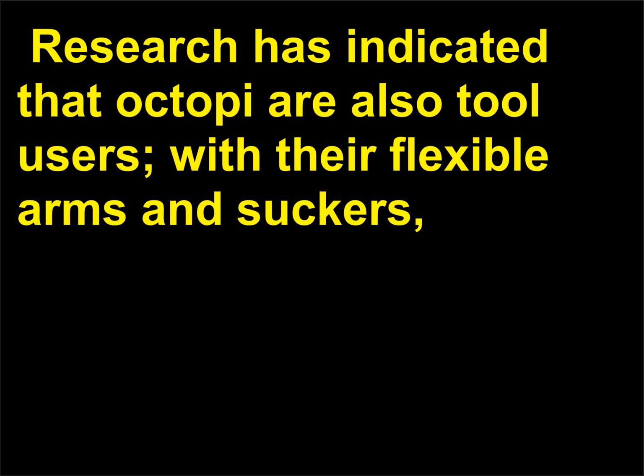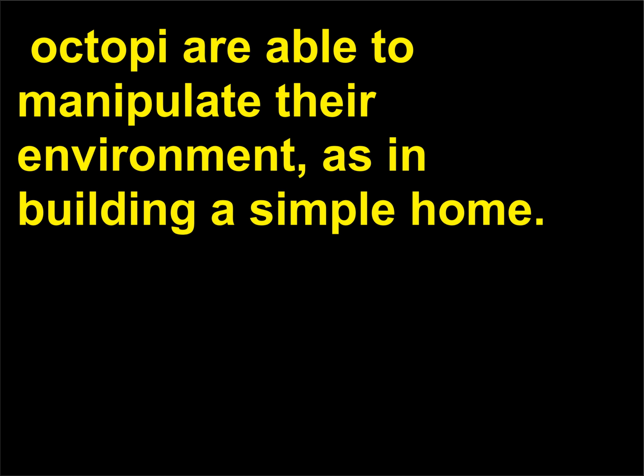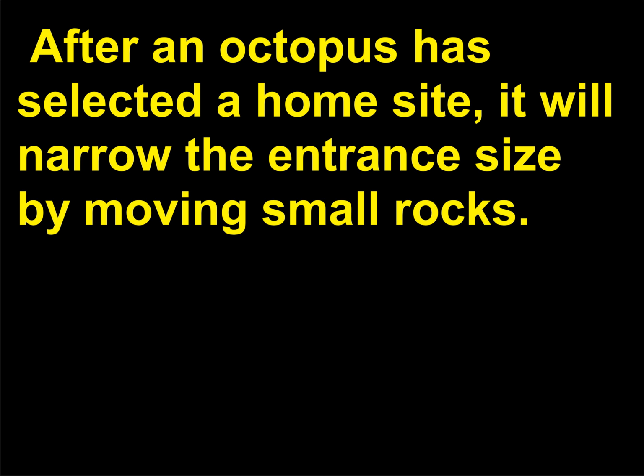Research has indicated that octopi are also tool users, with their flexible arms and suckers. Octopi are able to manipulate their environment, as in building a simple home. After an octopus has selected a home site, it will narrow the entrance size by moving small rocks.